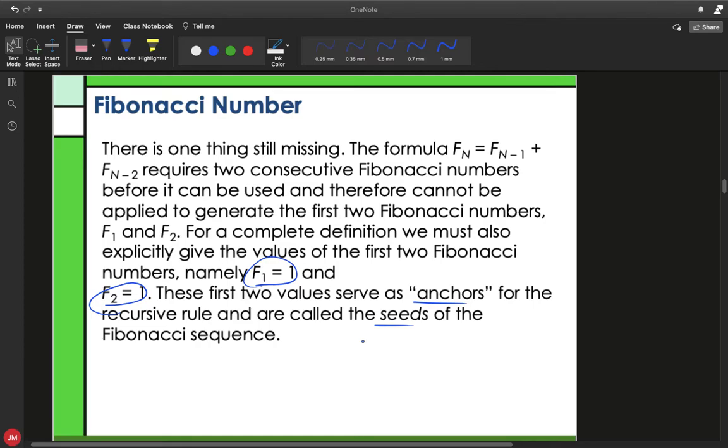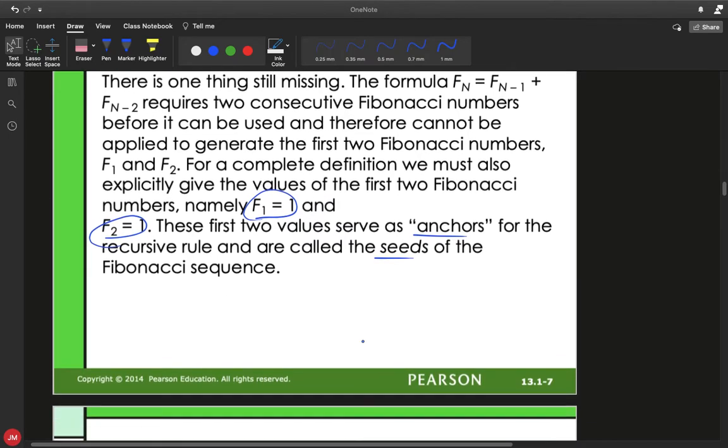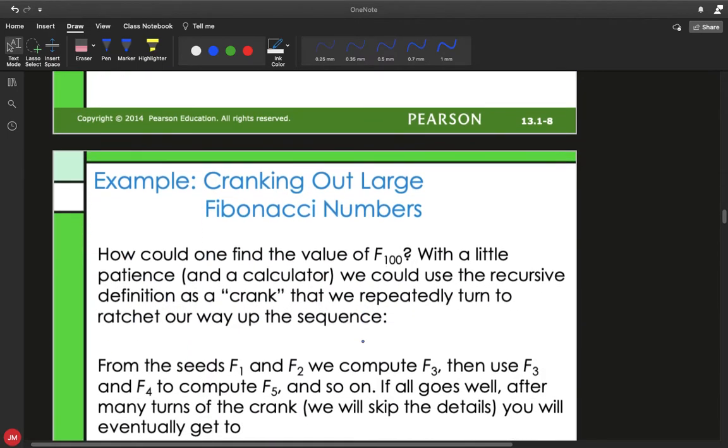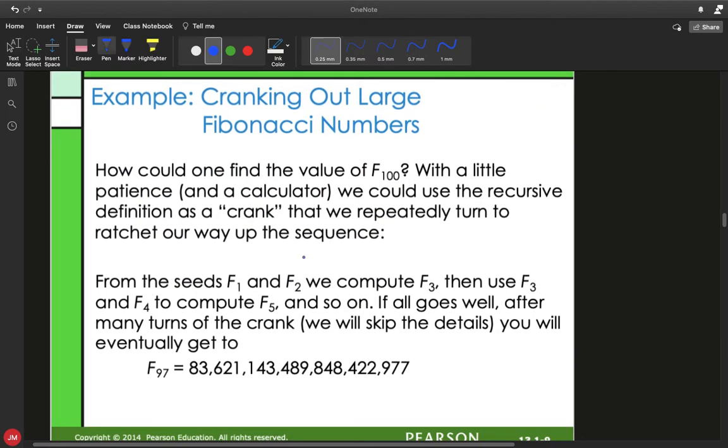They're the only two where this rule, this formula, doesn't really apply. You have to have these two values before you can find everything else. Now, once you've got those, you can really find any number you want. So if you wanted to find f of 100, if you had some patience and a calculator, you could just keep on cranking out those numbers until you got up there.